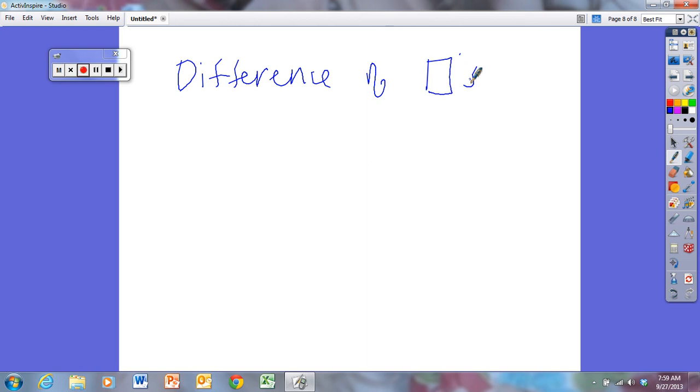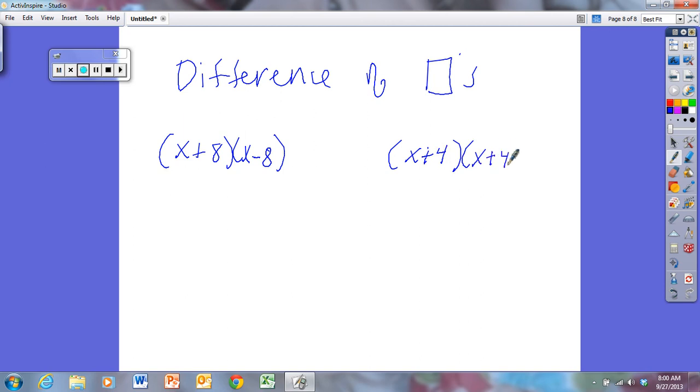But here's what happens. Try multiplying these two binomials. Practice that on your own. And then practice foiling this one. And then practice foiling this one and see what happens. Go ahead, do it now. Pause and foil.